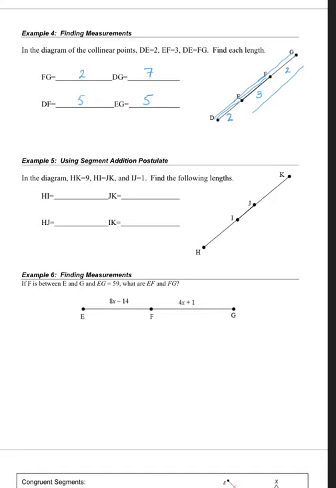Okay, for example 5, again, it gives us some information to start with. So the first thing we're going to do is draw this segment on our paper, and we're going to label it. So we've got HK, so from H all the way up here to K is 9. HI and JK are the same number, and it says that IJ is 1.